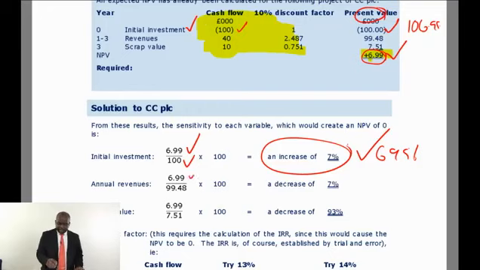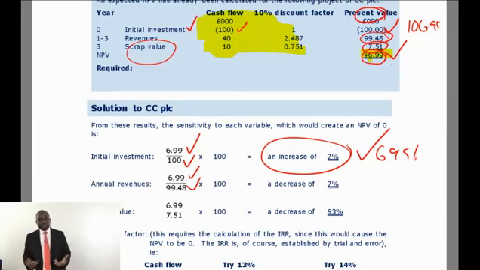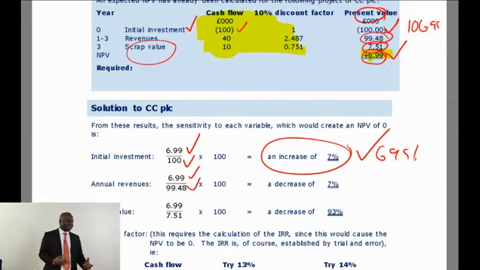Annual sales revenue: pick your NPV, divide by PV of the revenue. If you want scrap value, NPV divided by PV of it. Sales should decrease because we are bringing down the NPV. Any cash inflow item should decrease by that percentage, and any cash outflow should increase by that percentage.